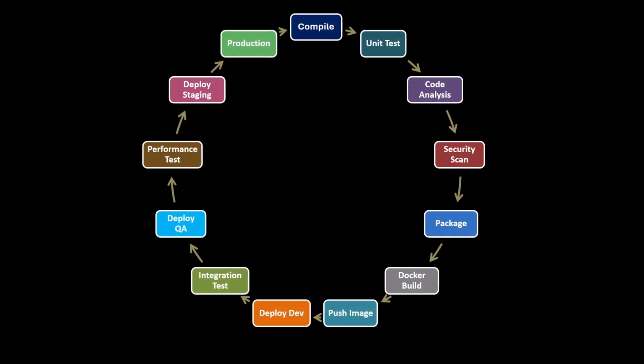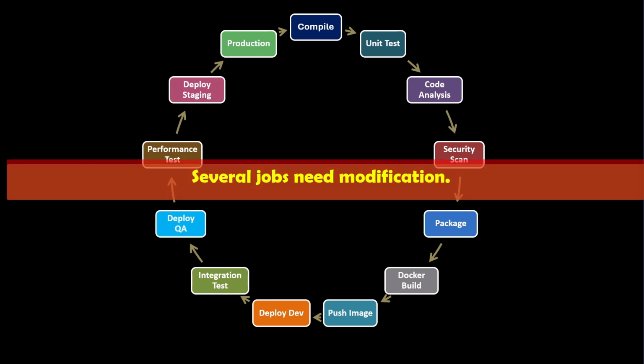Now imagine a real enterprise application. Instead of 4 jobs, we now have compile, unit testing, a job for static code analysis, security scanning, package creation and image creation, deploy to development, integration testing, then performance testing, deploy to staging, approval, and many more. So instead of 4 jobs, you now have 15 or 20. Each one is configured separately. Each one triggers another, so the diagram becomes larger and more confusing. Now imagine adding just one more stage in the middle. Where do you update it? Several jobs need modification. That's where the maintenance becomes painful.